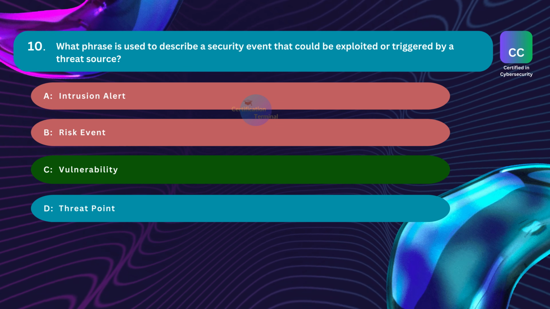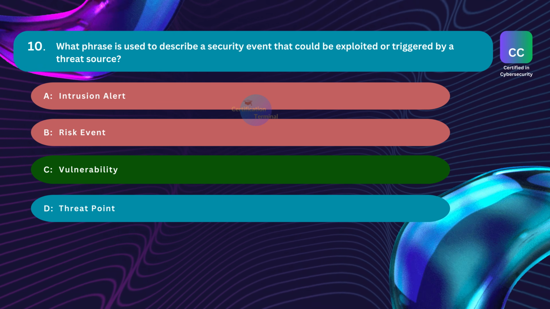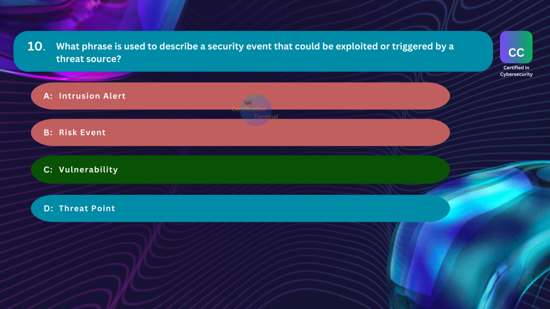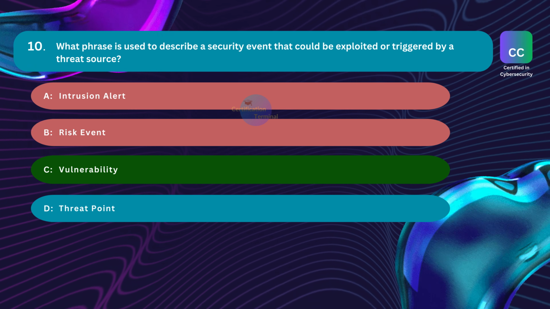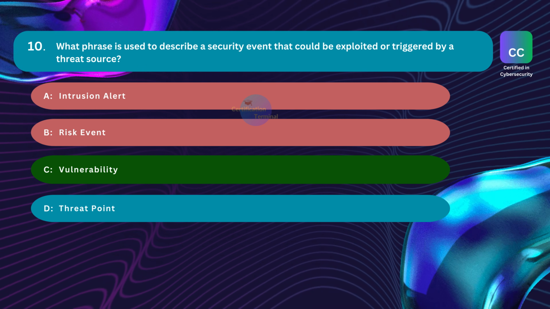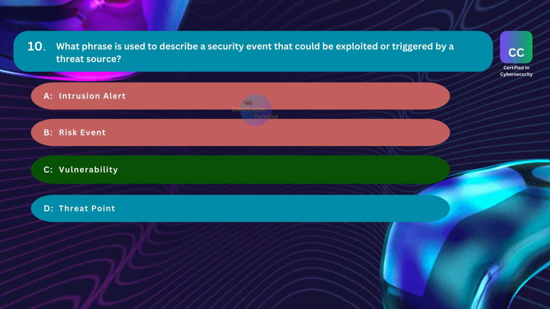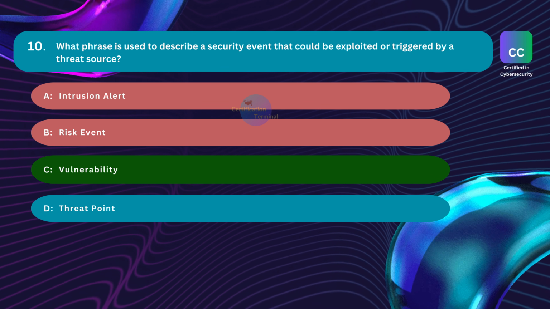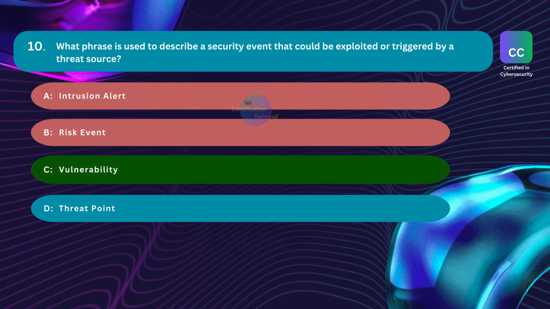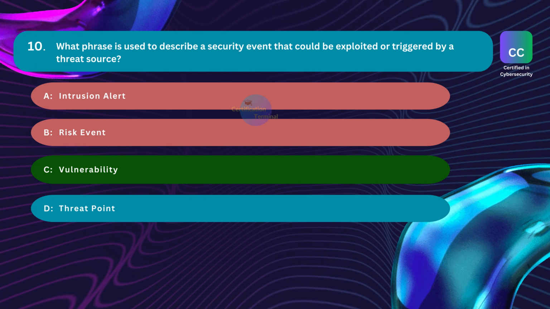A risk event refers to an incident or occurrence that could have an impact on an organization's objectives. While related to security, it doesn't specifically imply a potential exploitation by a threat source. Option D, threat point, is incorrect. The term threat point is not a common phrase in security contexts. While threats can target vulnerabilities, the term threat point is not commonly used to describe a security event that could be exploited by a threat source.